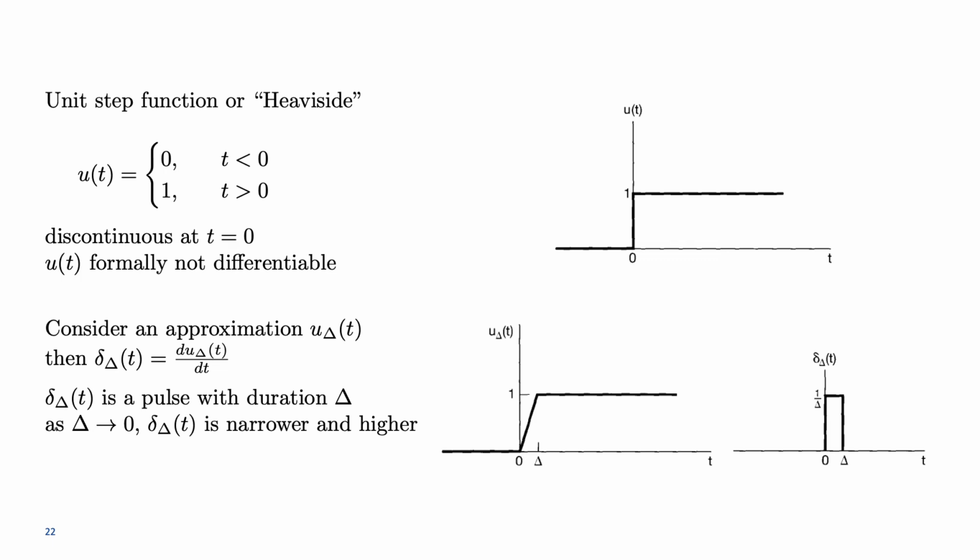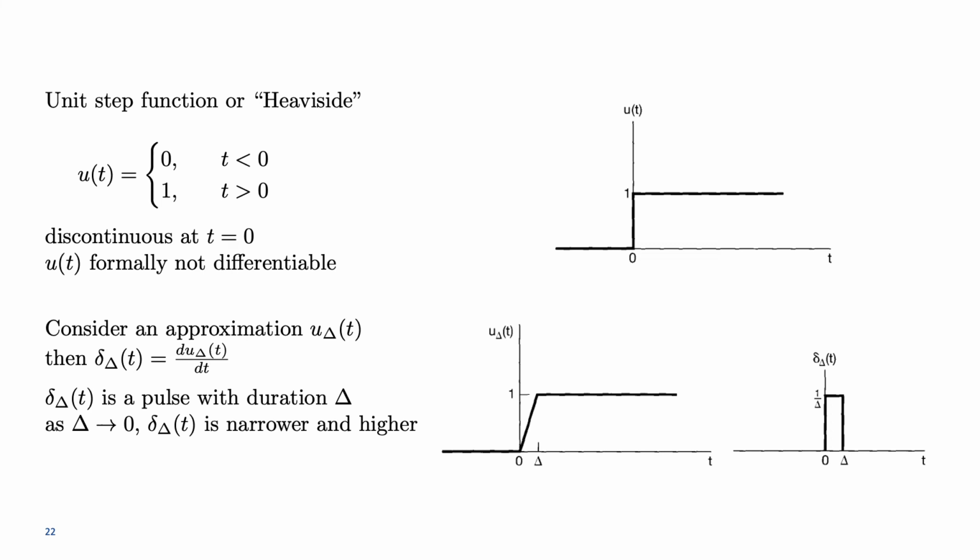From this signal, you can construct its derivative signal. The derivative is illustrated on the bottom right. The derivative is what we call delta delta of t. So of course, its value is 1 over delta between 0 and delta, which is when the step goes up, and it's 0 everywhere else because u is constant outside, okay? So it is basically a pulse with duration delta. And as delta gets smaller, this pulse becomes narrower and narrower, but also higher and higher. And its area is always 1, it's constant. This is really important.